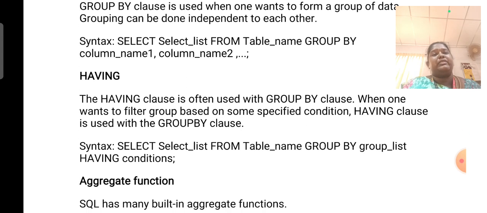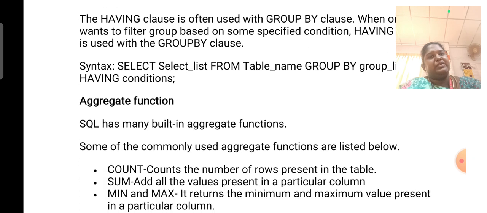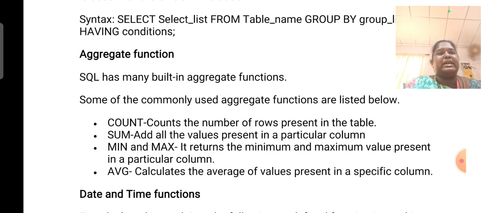Having clause is often used with group by clause when one wants to filter groups based on some specified conditions. Having clause is used with the group by clause. Select list from table name, group by group list, having some conditions will be given here, so when the given conditions are satisfied, the rows of the table will be shown in the output. And then aggregate functions: SQL has many built-in aggregate functions.